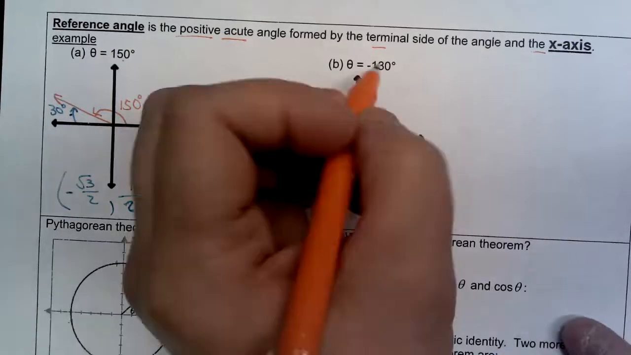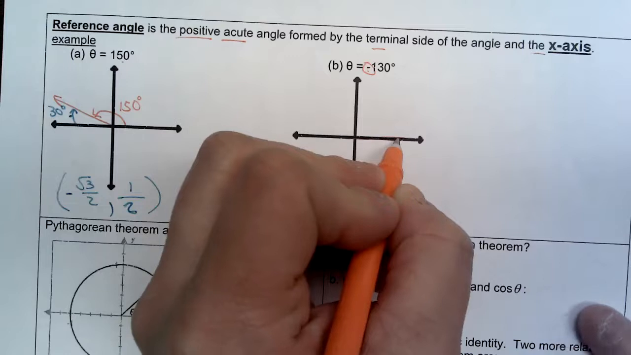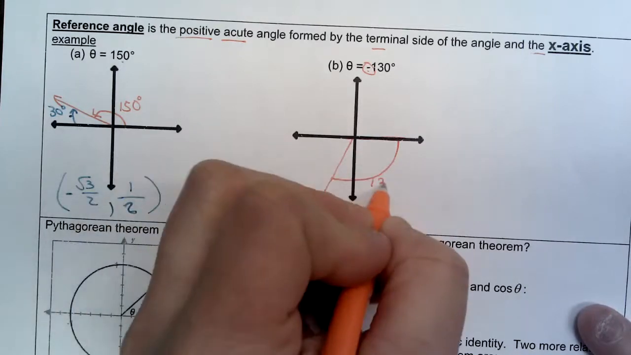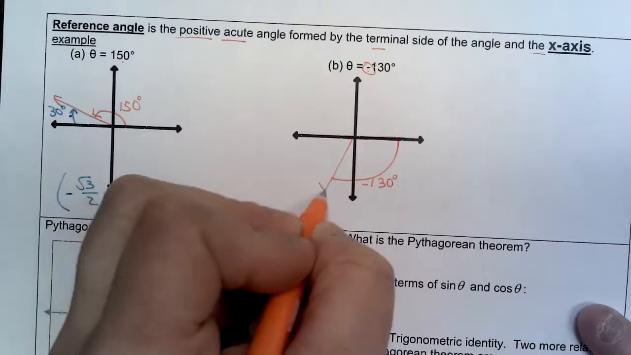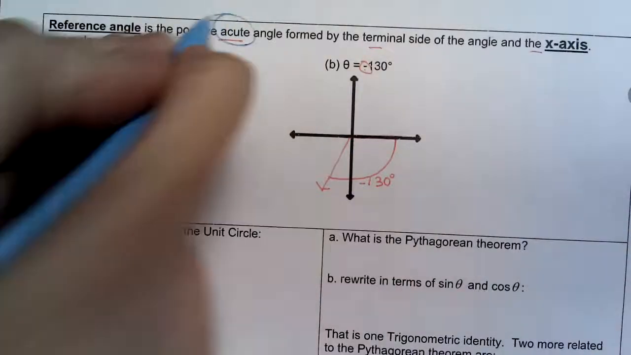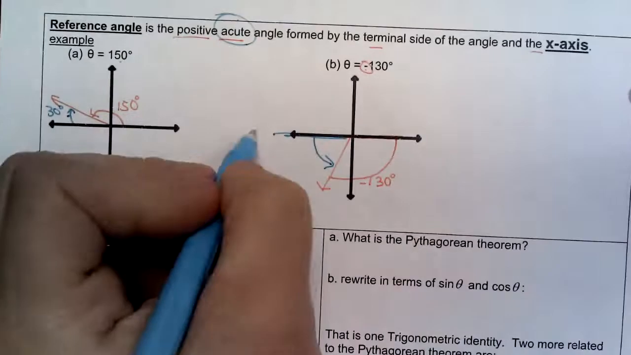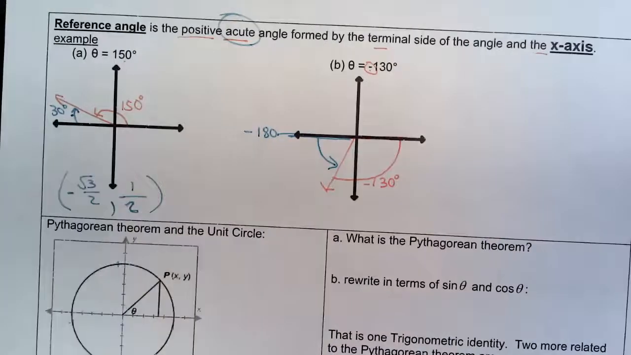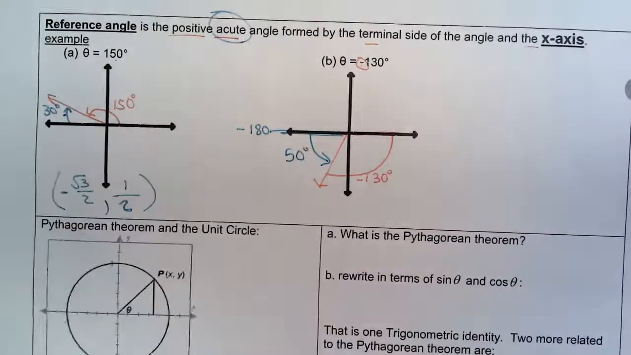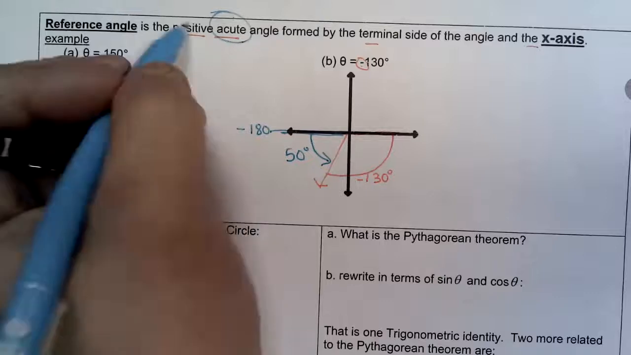So here, this is negative 130 degrees. So we're going to start here, and we're going to go backwards 130 degrees. So this is negative 130 degrees. Okay. But to find our reference angle, remember it has to be acute. So we're going to start at this x-axis and go to there. So this would be negative 180 degrees. Okay. So our reference angle would be 50 degrees. Okay. It's a positive acute angle.